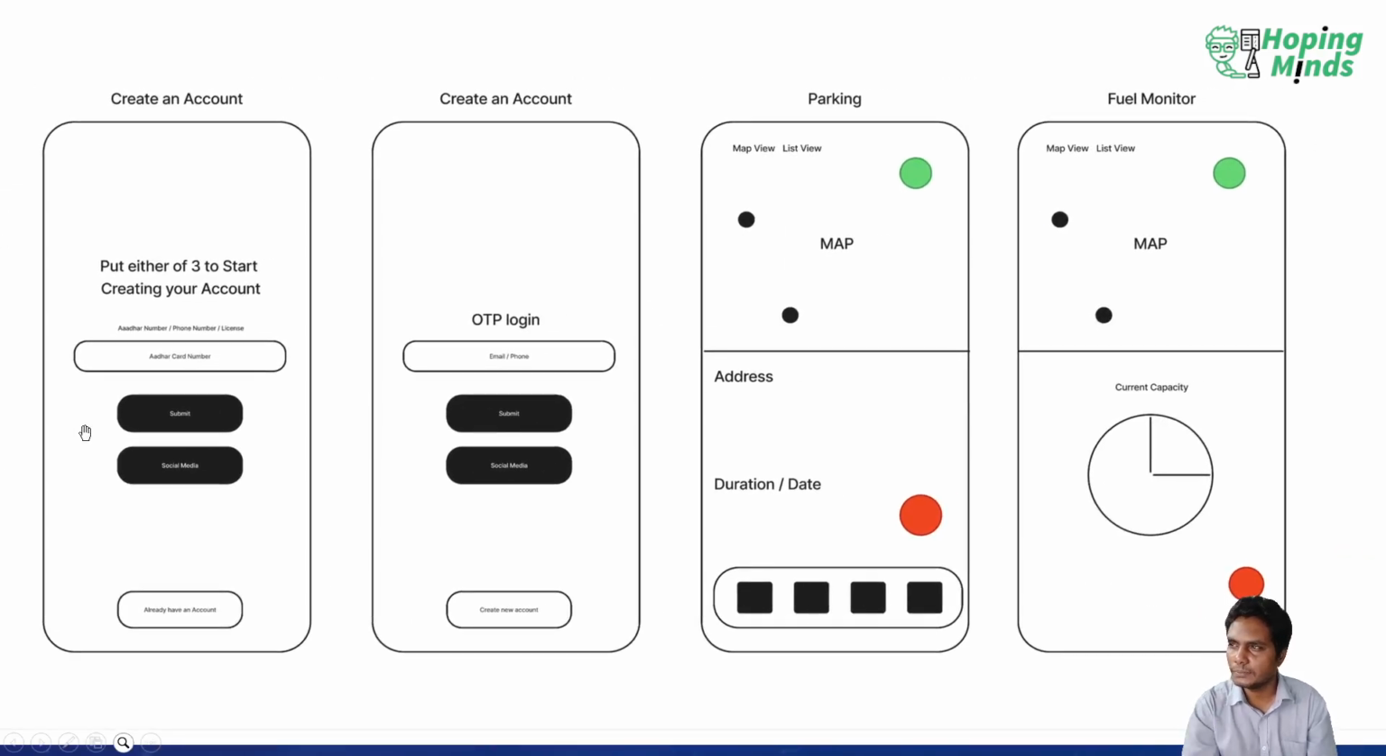Map view and list view. So that's what I have thought. I can change both of them, and wherever I tap on the map, it should show the address and the duration for how long it was parked. Fuel monitor: in terms of map, it should show all the places where the fuel is, and also the current capacity.